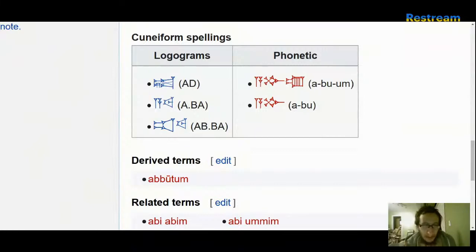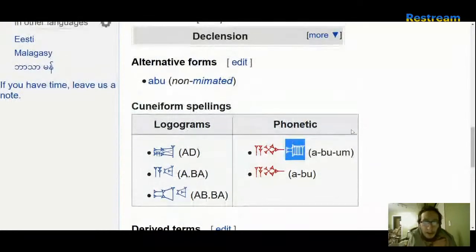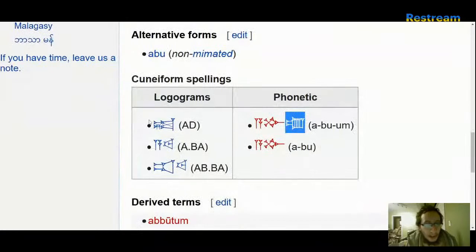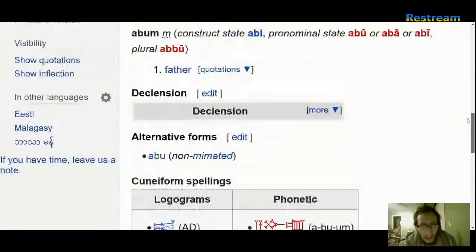So there's different ways to spell it. But then there's the phonetic spelling where you have a here. That's the same as a right here. And then you have abu, and abu. So see, there's different ways to spell it. And these are all using the Sumerian words to spell the Hebrew words, essentially, or Akkadian words.